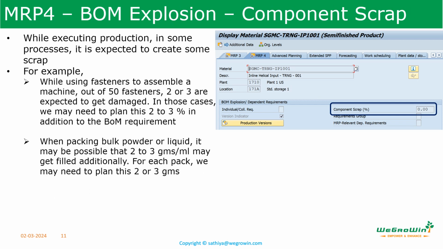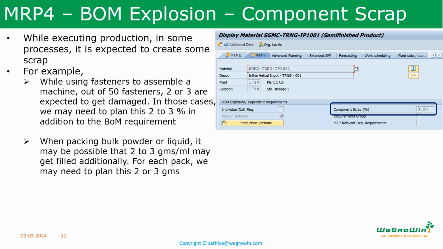And then component scrap. Why do you use this component scrap? You know that in the manufacturing process, when you are processing some components, there may be scrap. By design, it will be there. For example, there is a big assembly. When they are using many nuts and bolts, the fasteners, when you are tightening them, there may be a lot of damage. So if they are using 50 or 60 bolts in this machine, 2-3 may get damaged. Similarly, when you are packing some bulk powder or bulk liquid, the exact measurement will be difficult. For example, if the measurement is 100 ml, it may be 101 ml, or if it is 100 grams, it may be off by a gram.